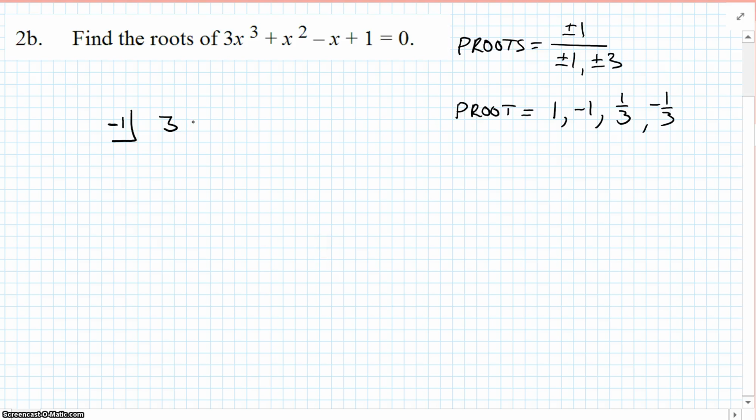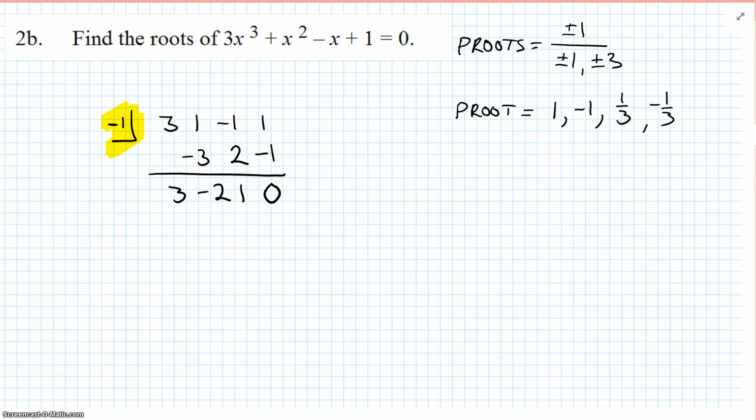My coefficients are 3, 1, negative 1, and 1. Drop the first term, 3. 3 times negative 1 is negative 3. 1 minus 3 is negative 2. Negative 1 times negative 2 is positive 2. Negative 1 plus 2 is positive 1. Negative 1 times positive 1 is negative 1. Alright, we get 0. So we know negative 1 is a root.